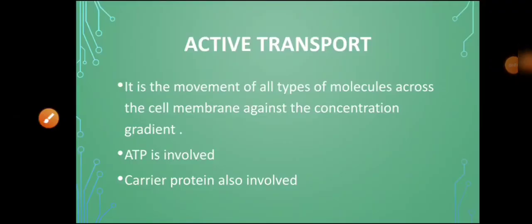So students, what is active transport? Active transport is the movement of all types of molecules across the cell membrane against the concentration gradient, that is from the area of lower concentration to the area of higher concentration. As the molecules are moving against the concentration gradient in case of active transport, therefore energy is involved in the form of ATP. Active transport also involves the participation of carrier proteins like facilitated diffusion.